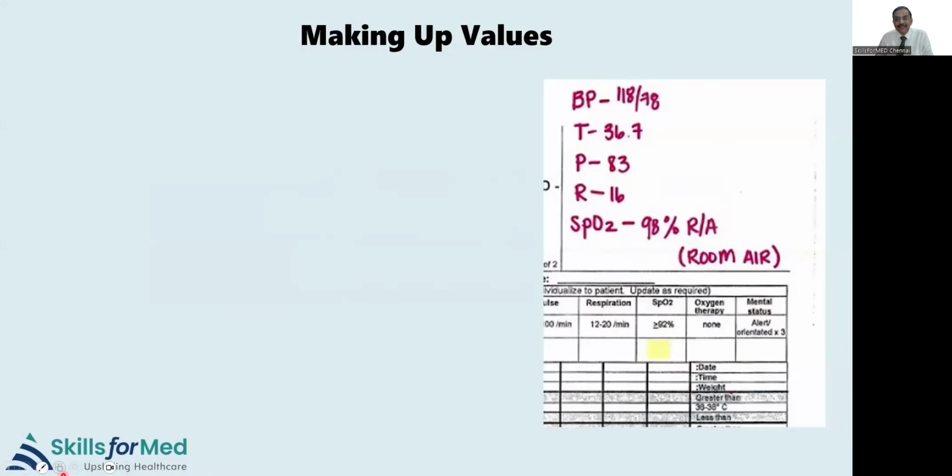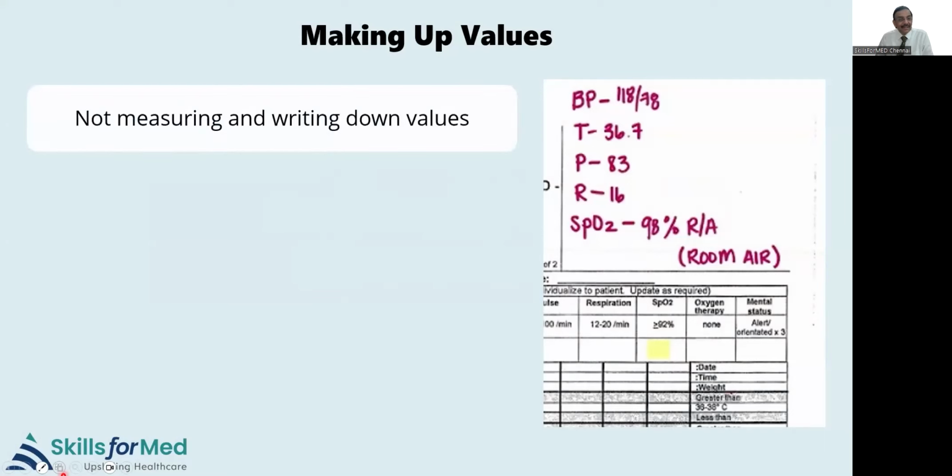First, I want to face the elephant in the room, as they say: making up values. Not measuring but writing down the values is a very common practice in respiratory rate documentation, not only in India, all around the world. This is a common problem. If you see, all the other measurements are measured. Respiratory rate, just like that, you'll put 16 or 18, but you don't want to talk about it.